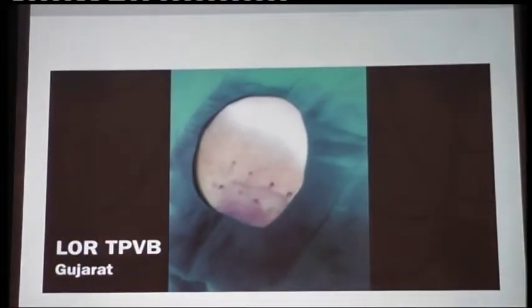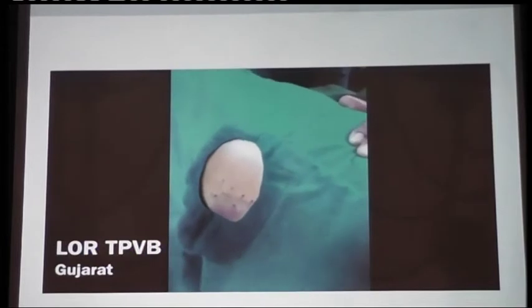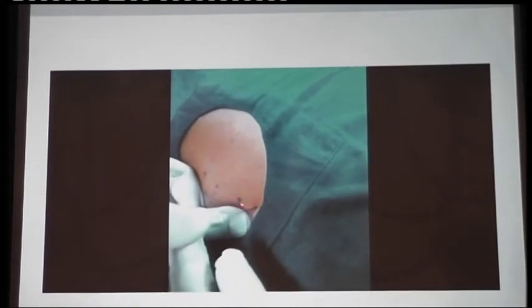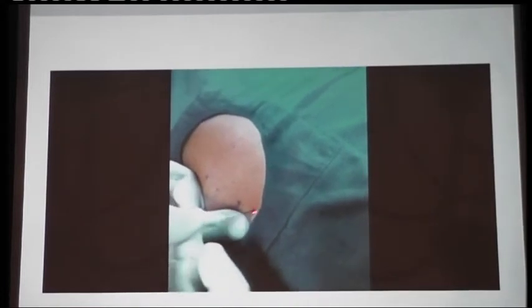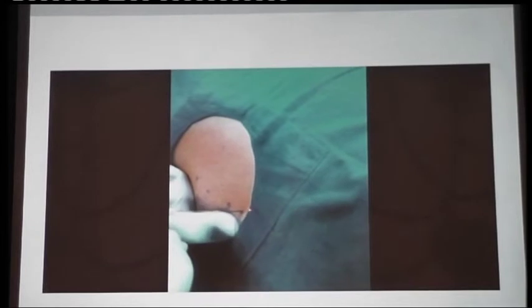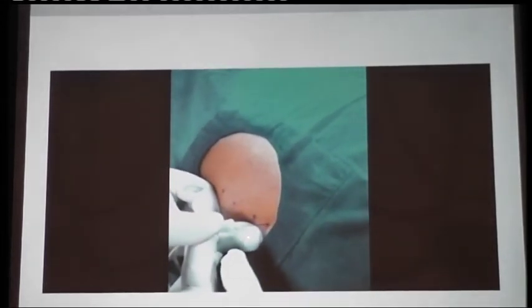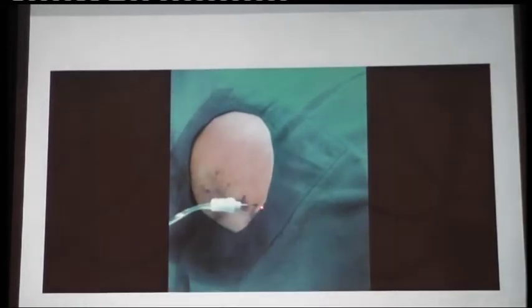This is the video showing LOR thoracic paravertebral block. Here I have marked the spinous process. These are the points 2.5 centimeter lateral to the spinous process. Here I am hitting the transverse process at 3 centimeter and I am redirecting the needle. So at 4 centimeter I will feel the loss of resistance.